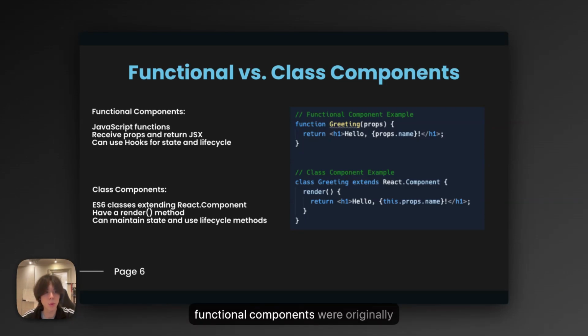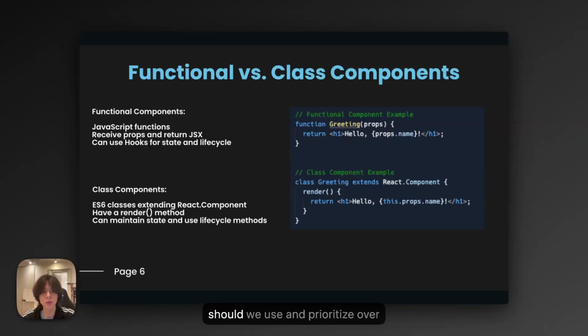So functional components were originally considered stateless, because they didn't manage their own state. However, with the introduction of hooks in React 16.8, functional components can now use state and other React features without writing a class. And the other example is class components. Class components are ES6 classes that extend React component. So that means they were added relatively recently. They have a render method that returns JavaScript syntax, and class components can maintain their own state and have access to lifecycle methods, which are special methods that run at different stages of components' existence.